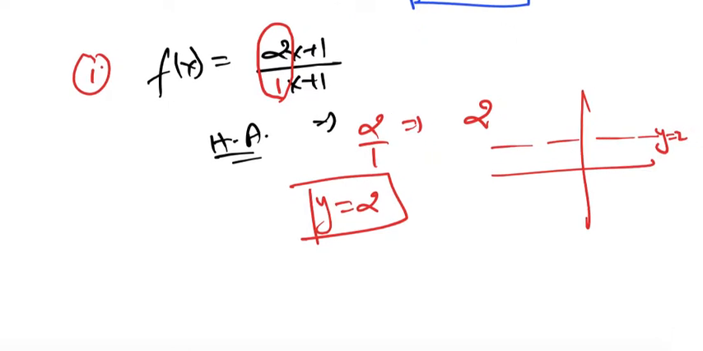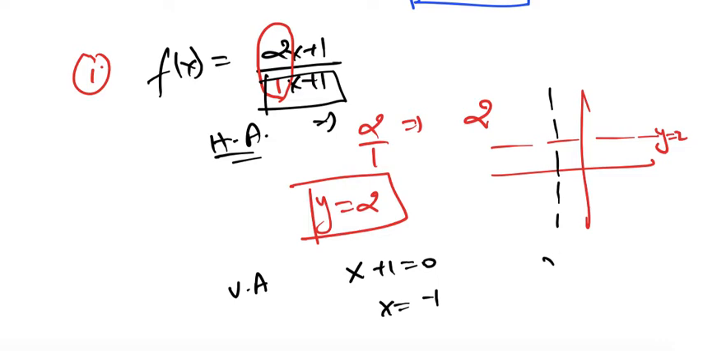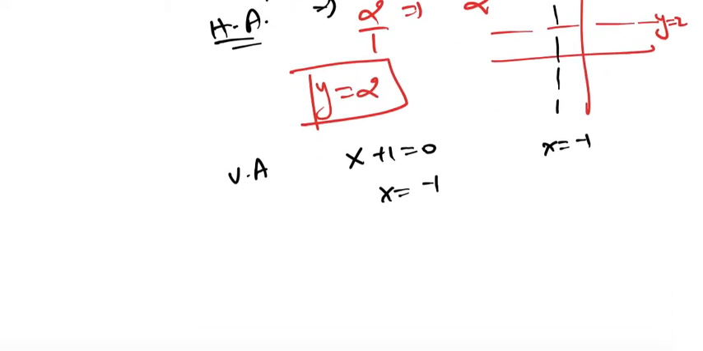If you want to draw this, it will be the line y = 2. Now for the vertical asymptote, we take x + 1, the denominator part, and put it equal to 0. So x = -1. This is your line x = -1. Now we do not know which way the graph is going, whether like this or like this. So how to find this? We will find the intercepts.